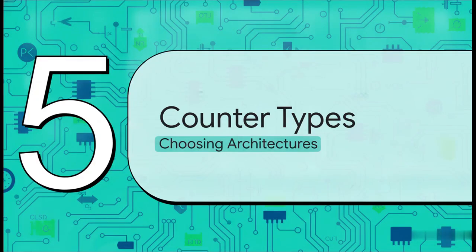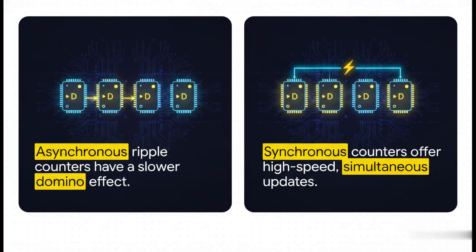Which brings us to Section 5, Digital Counter Types. In VLSI engineering, you learn pretty quickly that not all counters are built the same. On one side, we have asynchronous, or ripple counters. The clock hits the first flip-flop, which triggers the second, which triggers the third, kind of like falling dominoes. Now, they're simple and cheap to build, but that ripple effect takes time, which limits your overall speed.